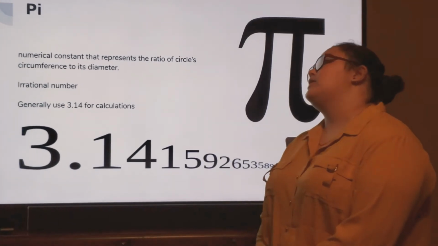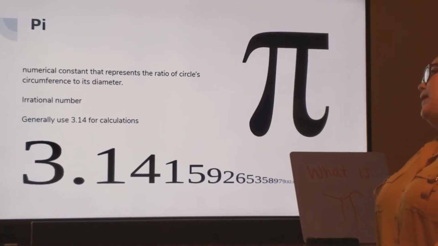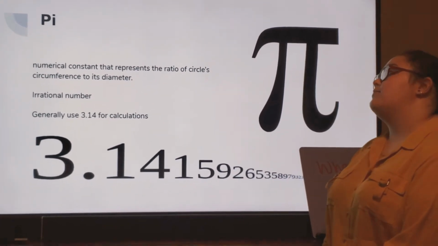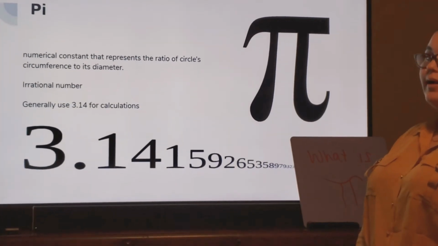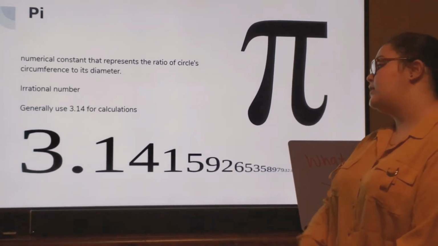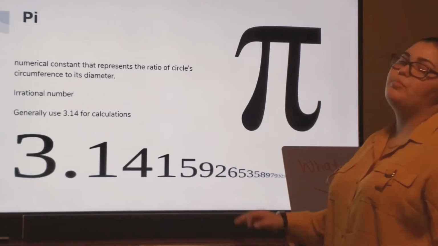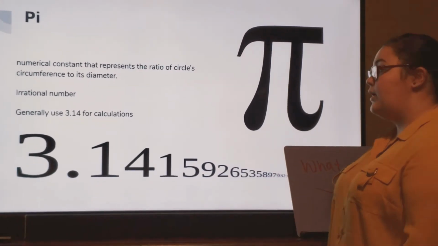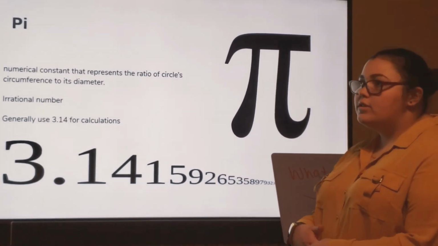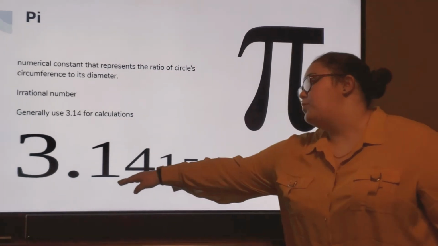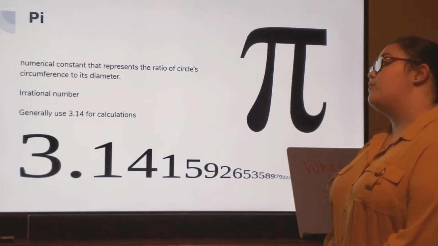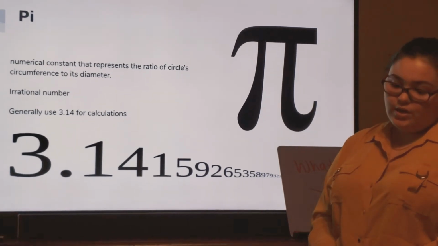So the next thing I want to discuss is pi. What is pi? Pi is a numerical constant that represents the ratio of a circle's circumference to its diameter. It's an irrational number, which pretty much means that the decimals go on forever and you can't represent it as a fraction. Generally when we do math, to simplify it and make it easier for us, we just use the first 2 parts of that decimal, so it's 3.14 for calculations.